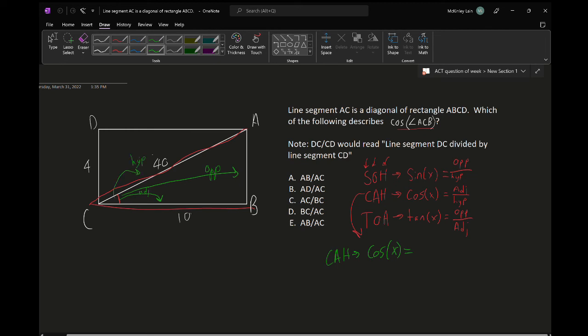So I'm going to take my adjacent, so I have 10, over my hypotenuse, over 40, which can simplify to 1 over 4. Now what that means is that the cosine of x can be described by, let's see what side length this is. In this case, the 10 is side, another way to write this would be CB, or BC, either way. And the 40 is AC.